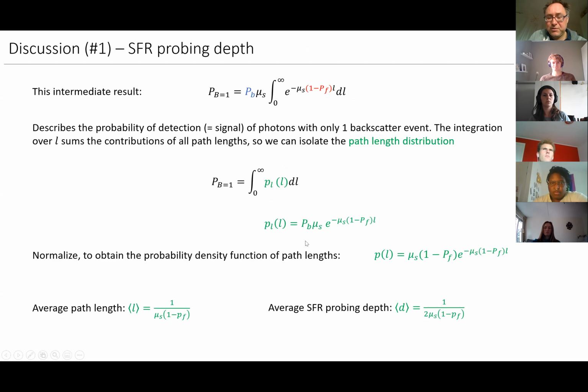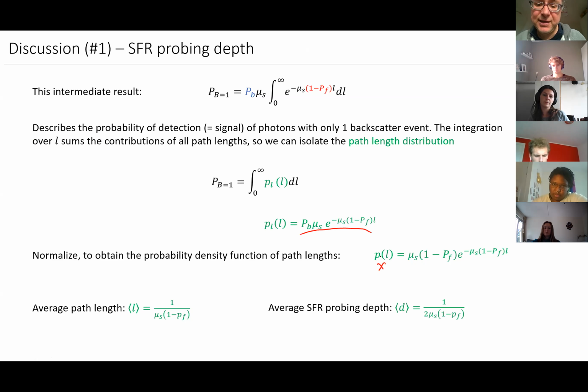So if you then compare these two equations and combine the terms, you would end up with this expression here in green. And if you really want to make this a true probability density function of path lengths, then you have to normalize it. That means calculating the integral and then making sure the answer is 1. So that would give this expression.